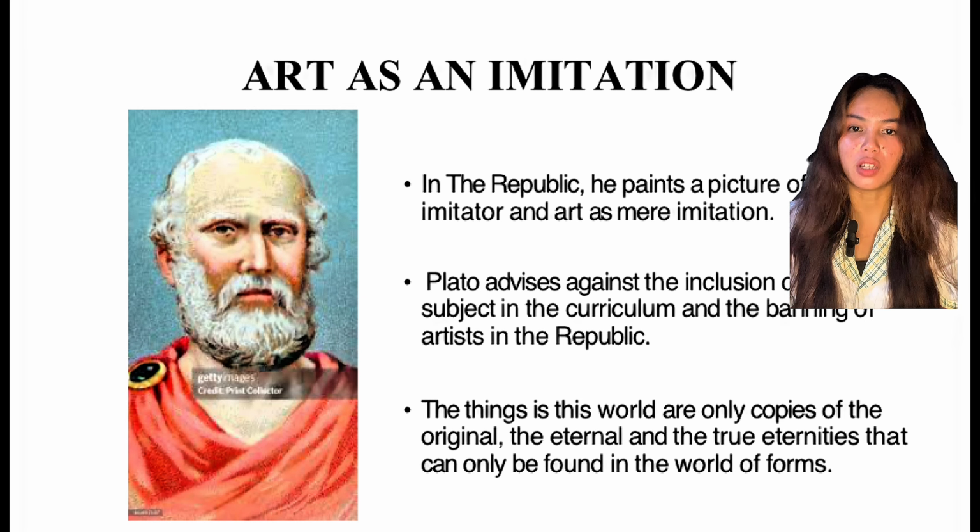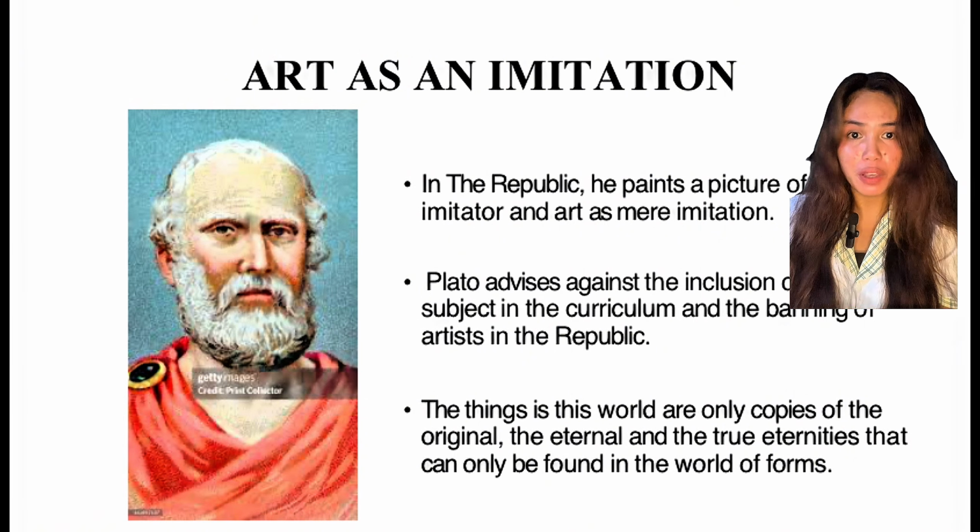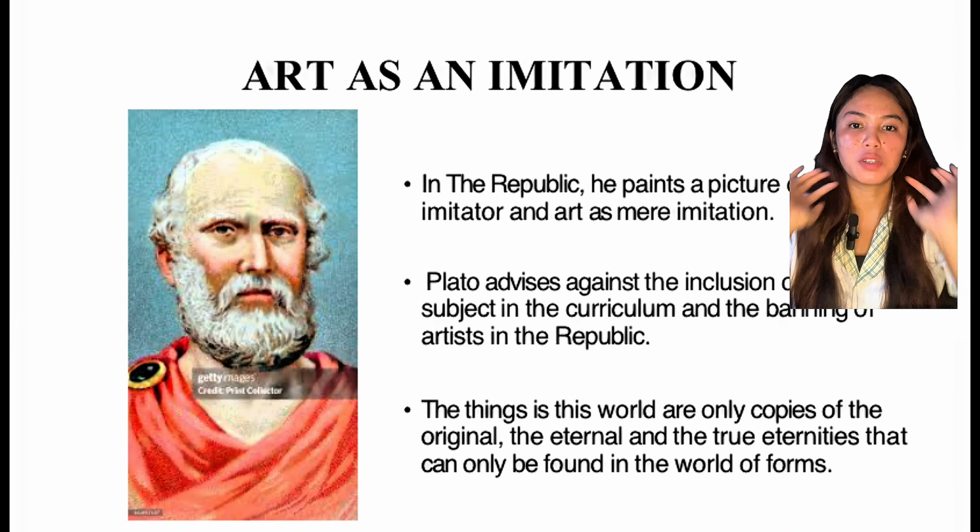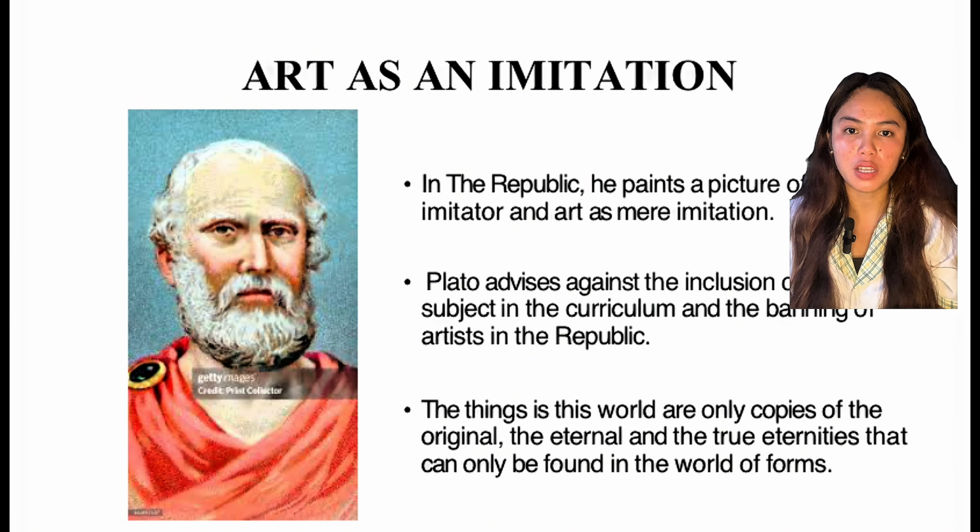For example, the chair that one sits on is not really a chair. It's an imperfect copy of the perfect chair in the world of forms. So according to Plato, there are actually two worlds. The first one is the republic, where everything is just an imitation of the real world.